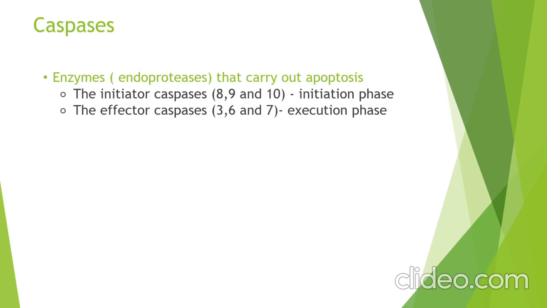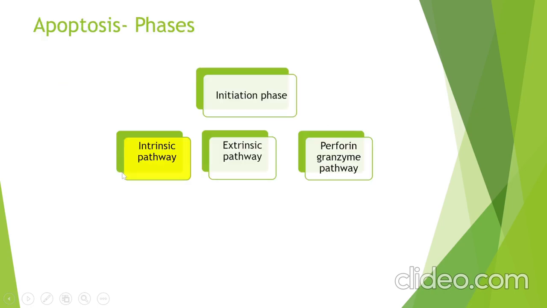So to execute apoptosis, we have certain enzymes called endoproteases, and these are called caspases. There are two groups of caspases: the initiator caspases numbered 8, 9 and 10, which take care of the initiation phase, and the effector caspases numbered 3, 6 and 7, which take care of the execution phase.